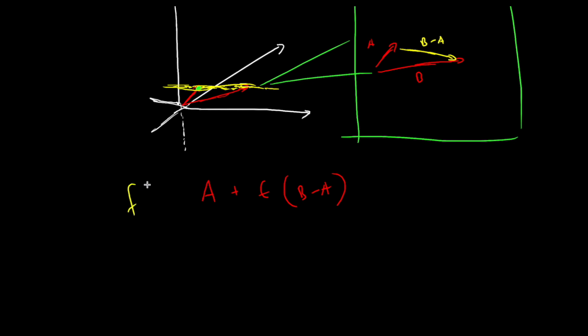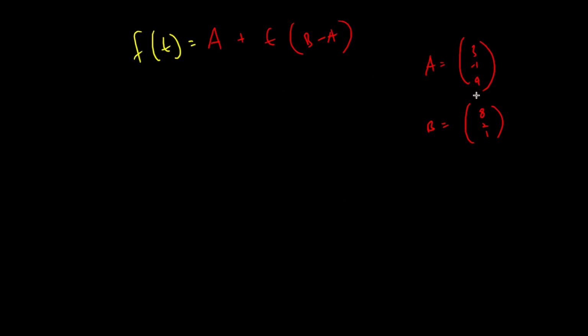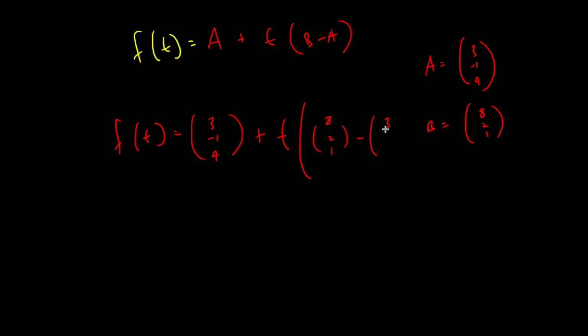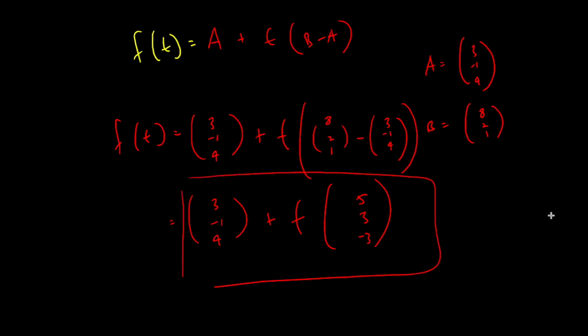And then I can write this as a function of t. All right, so our two points are (3, -1, 4) and (8, 2, 1). So f(t) would just be (3, -1, 4) plus t times (b minus a), which is (8, 2, 1) minus (3, -1, 4), which can be rewritten as (3, -1, 4) plus t times (5, 3, -3). And this should be our new line.